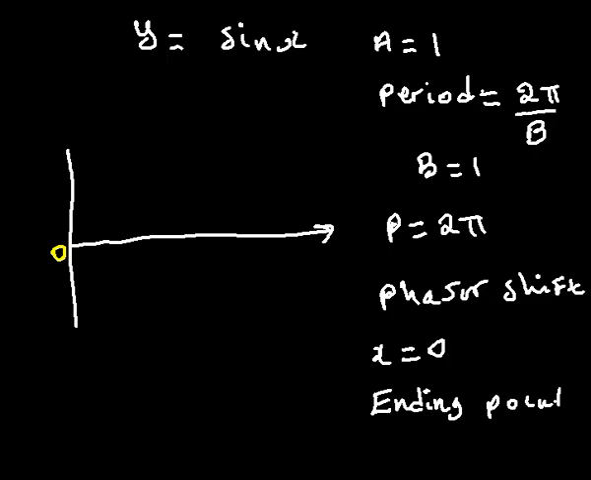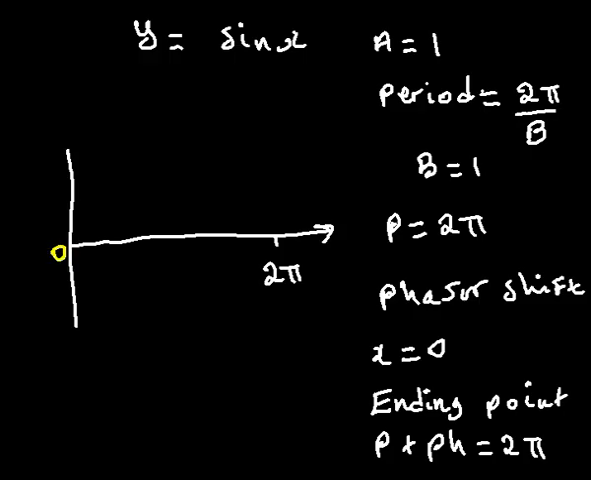So how do you calculate the ending point? The ending point is given as the period plus the phase shift. What is the period? We have it as 2 pi. And what is the phase shift? We have it as 0, hence the ending point is 2 pi. So the graph will end at 2 pi, which corresponds to 1 period. So the graph will start from 0 up to 2 pi.